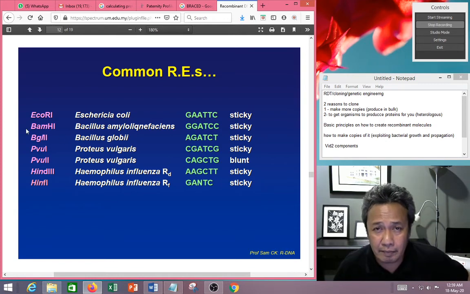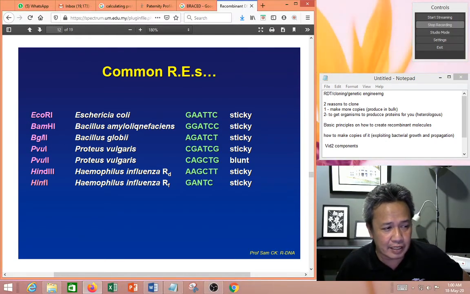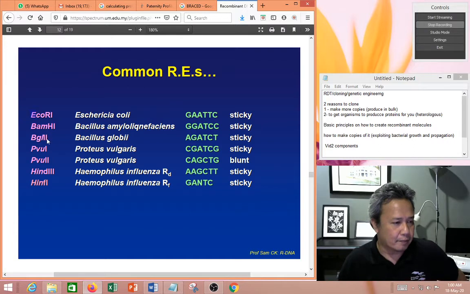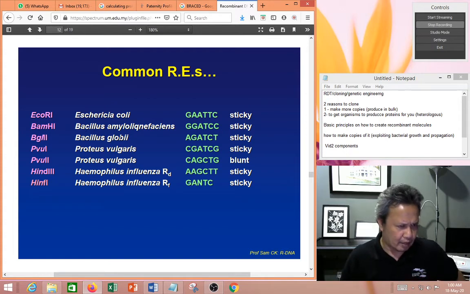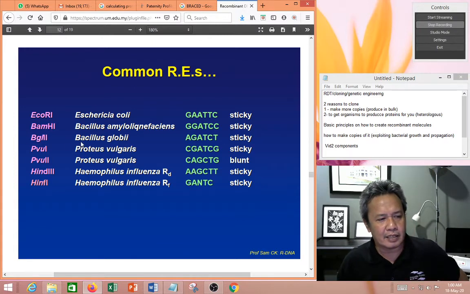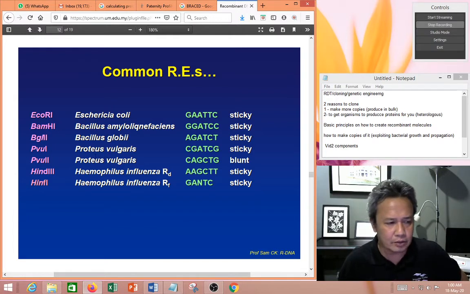Now, how do you name the enzymes? Normally, the first letter represents the genus, and the next 2 letters represent the species. EcoR1 is Escherichia coli. Bam is Bacillus amyloliquefaciens. Bgl is Bacillus globigii, and so on. Pvu is Proteus vulgaris. And then the number at the end, R1, H1, depends on when they were isolated. So, for example, EcoR1, EcoR2, EcoR3, EcoR5, all these have different cutting sites.